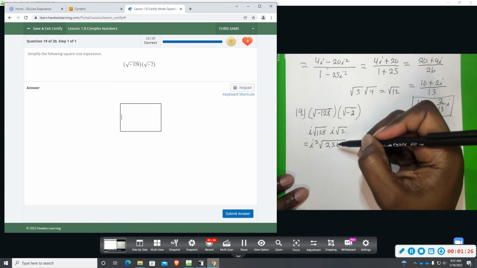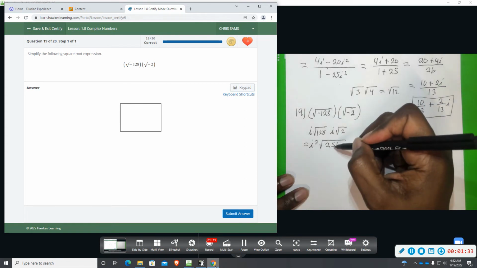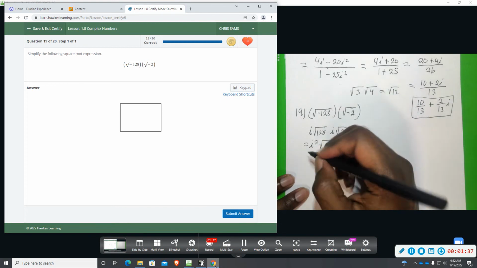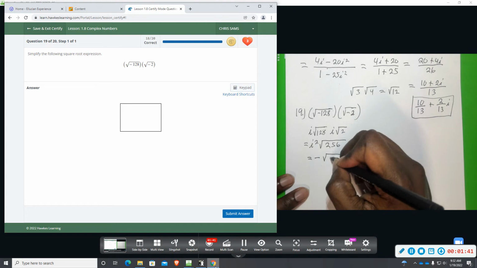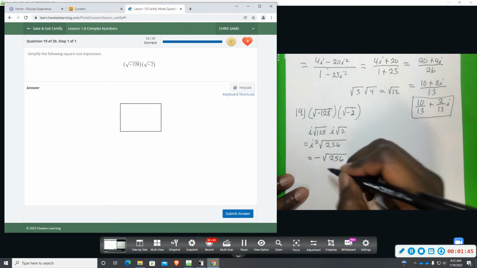And 256, is that a perfect square? No, so we'll just reduce. So remember, i squared is negative 1. So we have the negative on the outside now. Square root of 256. Alright, so I'm going to break down 256.